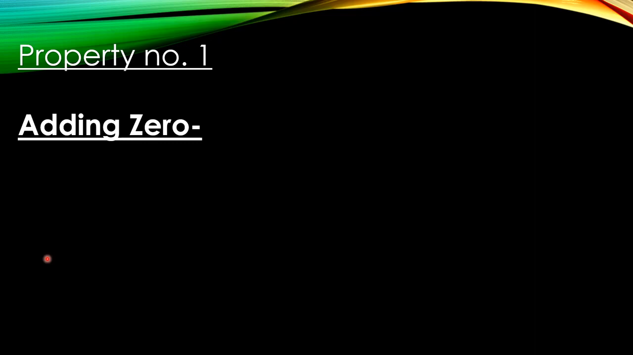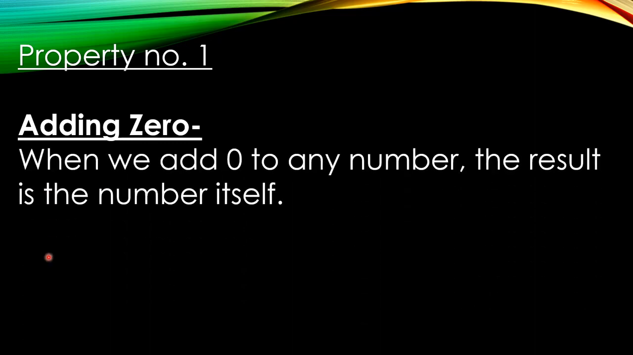So beta, when we want to add 0 to any number, okay, जब हम किसी भी नंबर में 0 ऐड करना चाहते हैं, the result is the number itself. तो जो हमारा आंसर आता है ऐड करने के बाद, वो वही नंबर आता है जिस नंबर में हम 0 ऐड कर रहे हैं. Let's see how. Like if we want to add 0 to 1, 1 में. So our answer is the number itself, that is 1.